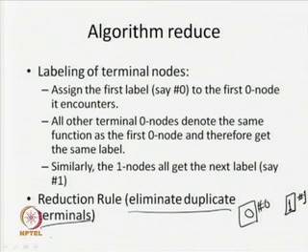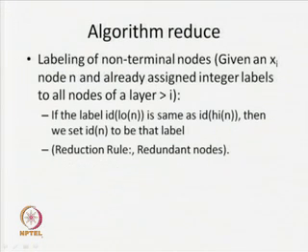Now, secondly, once we have labeled those terminal nodes, next we follow the bottom up approach, and we are going to get some non-terminal nodes. Labeling of non-terminal nodes: given an xi node n, and already assigned integer labels to all nodes of layers greater than i.